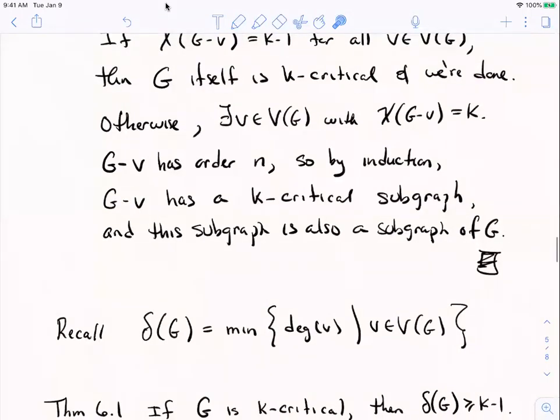Before I state the next theorem, let me remind you of some notation we don't use all that much. Lowercase delta of G just denotes the minimum vertex degree in the graph. So lowercase delta of G is the smallest of all of its vertex degrees.